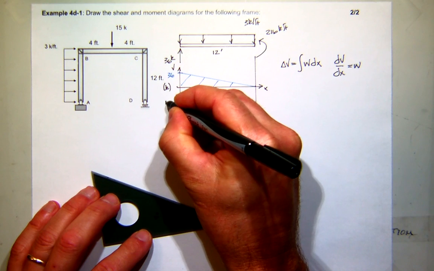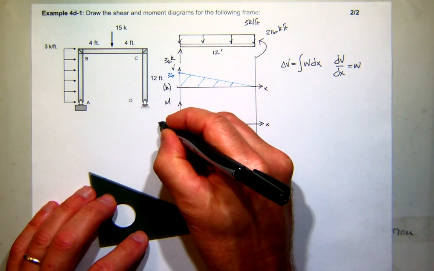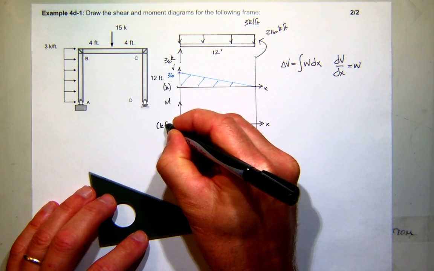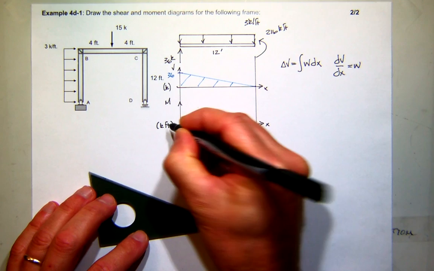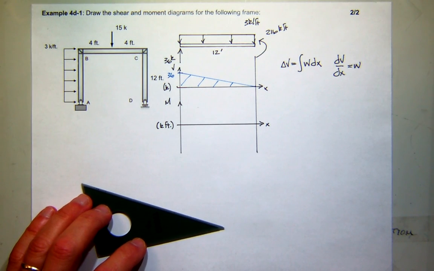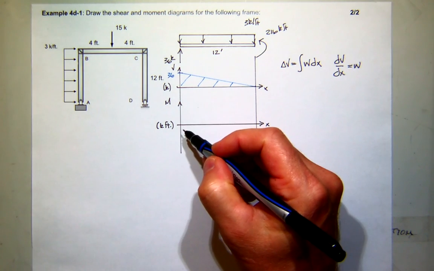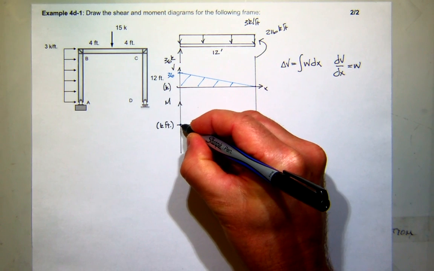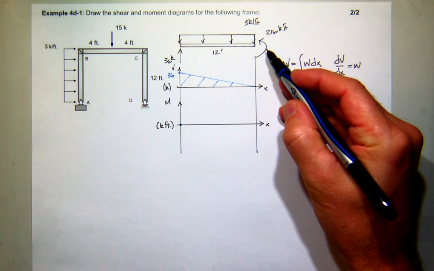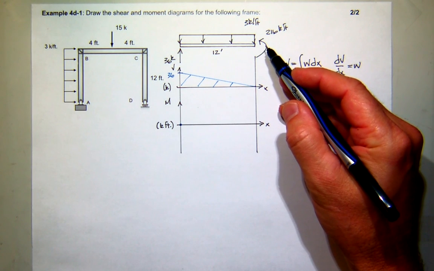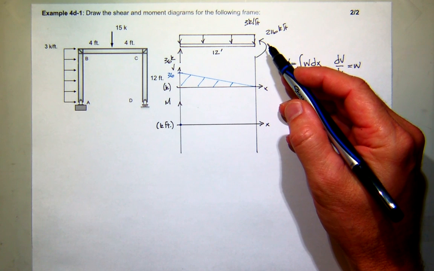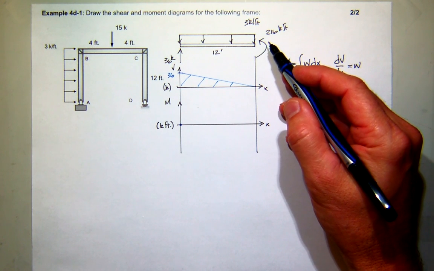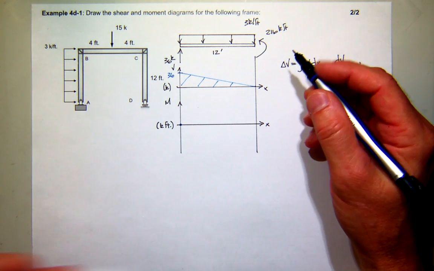So here's our positive moment, positive x. We'll have units of kip-feet, and length will be feet. Do we know the moment anywhere? What's the moment at A? Yeah, it's a pin, so it's 0. What's the bending moment at B? It's 216, and is it positive or negative? Positive.